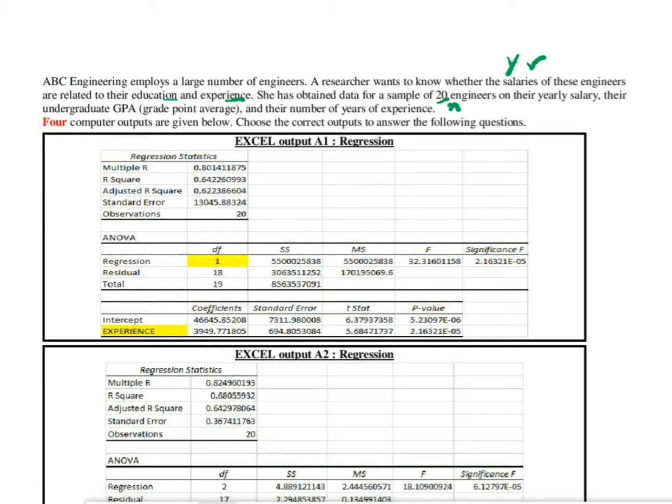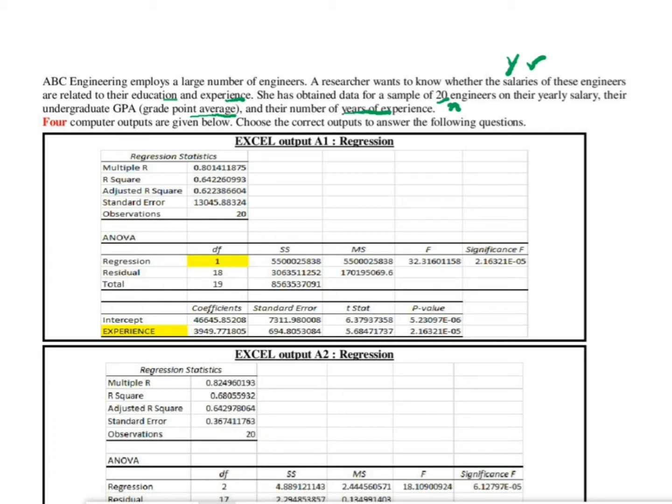For each of 20 engineers, they recorded salary, education, and experience. How did they measure salary? Usually dollars, and their undergrad GPA, 3.5, 4, and 2.5 like this. Their years of experience, 1 year, 2 years. Therefore, salary and experience are ratio level, and grade point average is interval level.